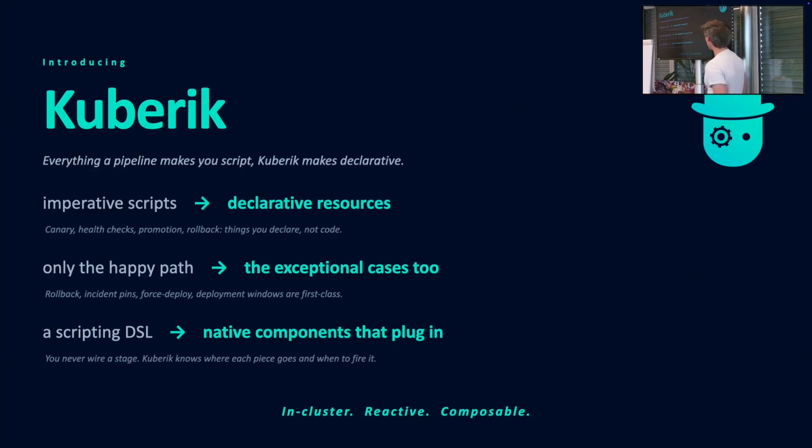So what we're trying to build with Kuberik is, instead of pipeline scripts, we declare declarative resources. Instead of the happy path, we model the exceptions as well, what happens in production. And instead of scripting a bunch of stuff, you get components that you can just plug in.